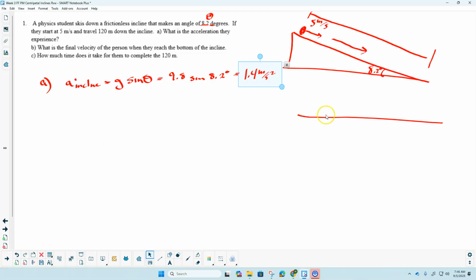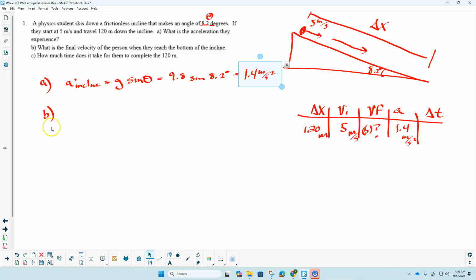At this point, we can start to fill in a table because it's going to ask us for things like delta x, which is horizontal. It's not exactly horizontal, but we're just going to tilt our head and imagine that it is. Then vi, vf, a, and delta t. Going through the problem, we just found the acceleration is 1.4. 5 meters per second is the initial velocity, and it travels 120 meters down the incline. In part B, it asks for the final velocity at the bottom.